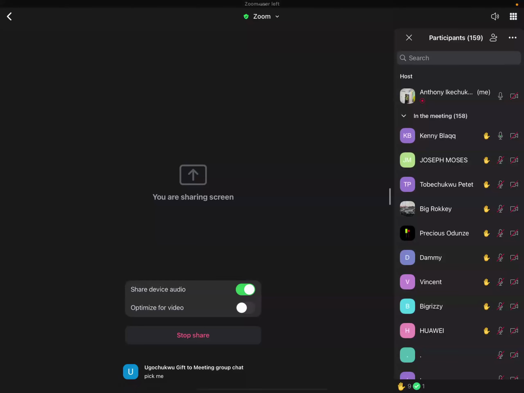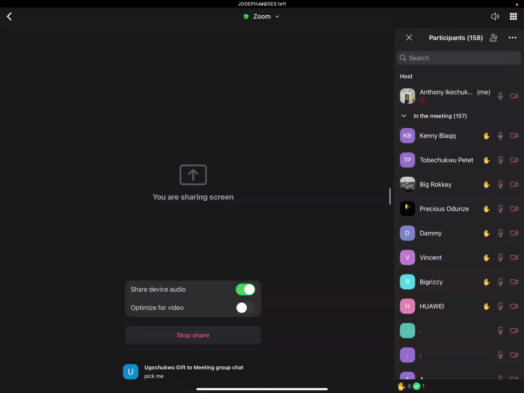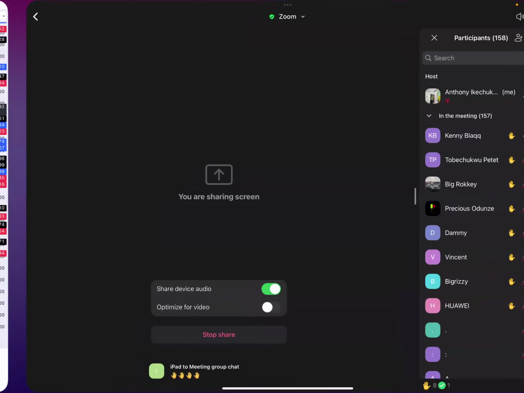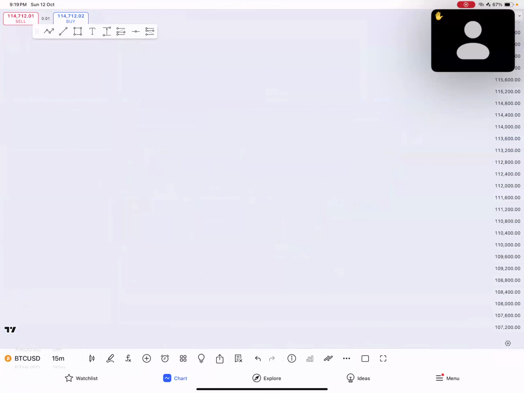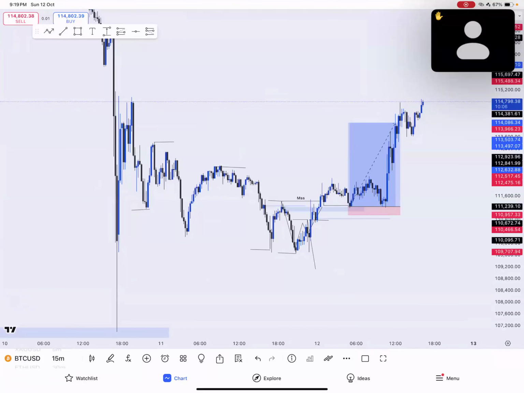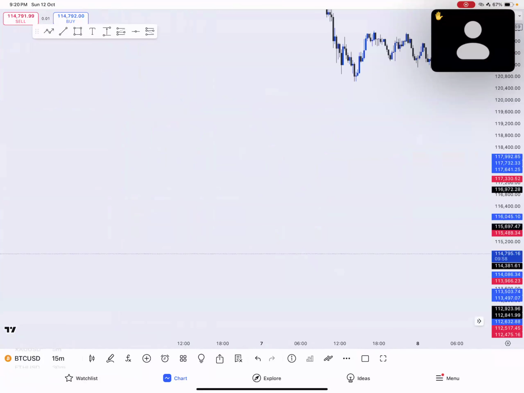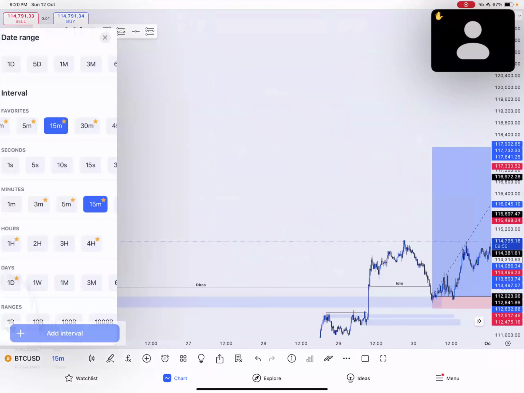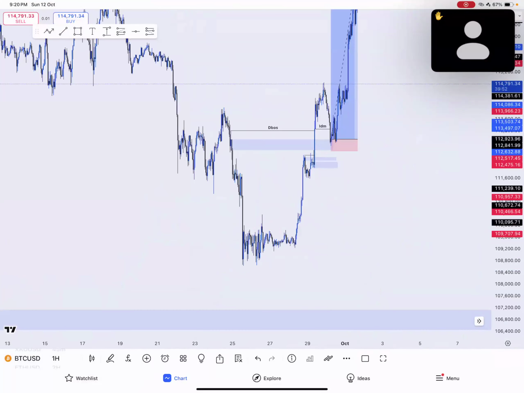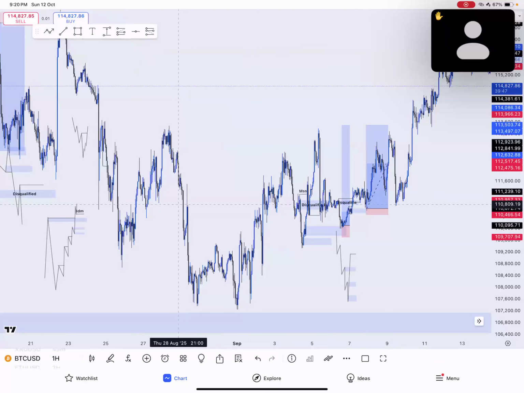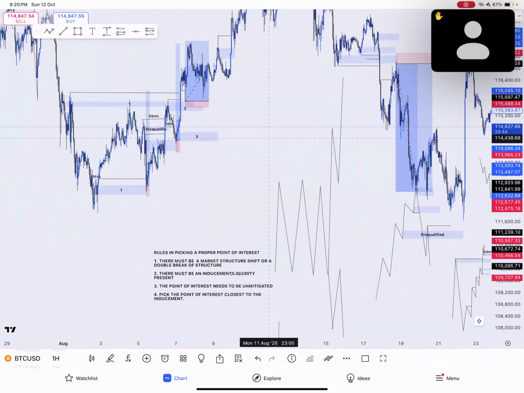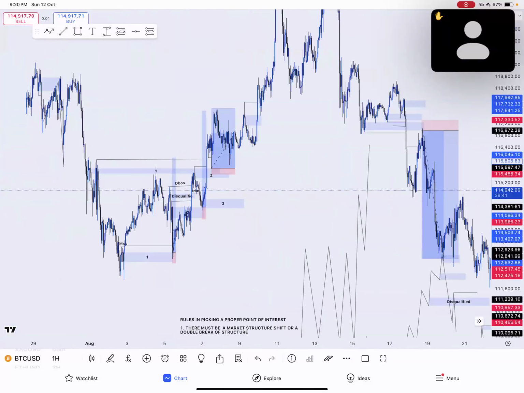Hello. Okay. Please, I would like you to share your screen. I saw something on BTC. There's one example you showed us on August 3rd, on the 1 hour time frame.